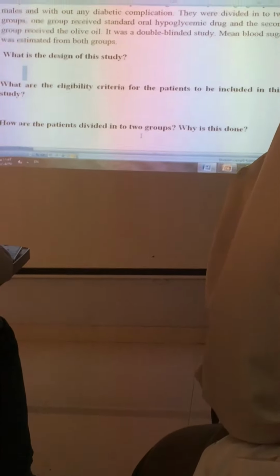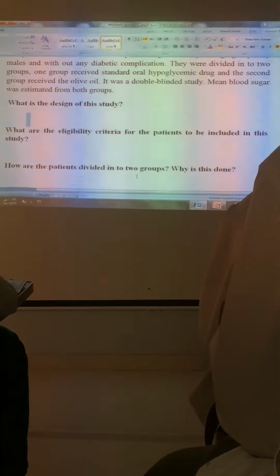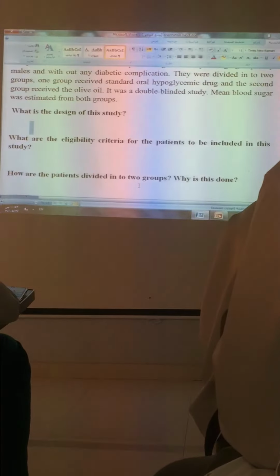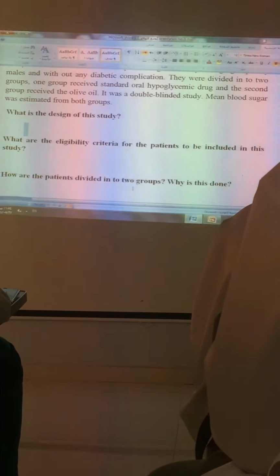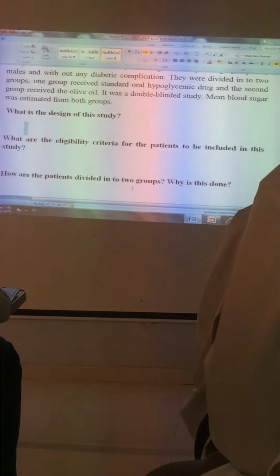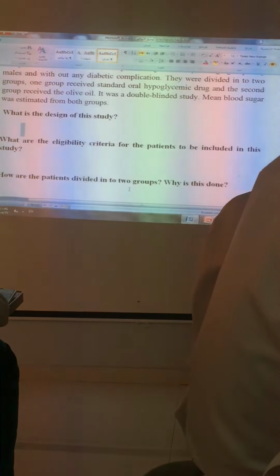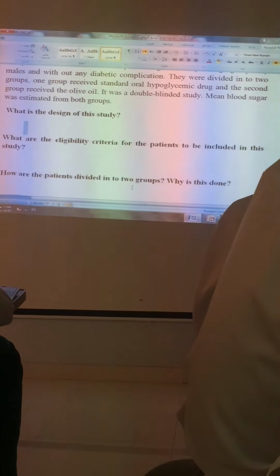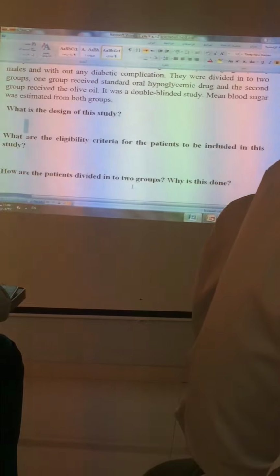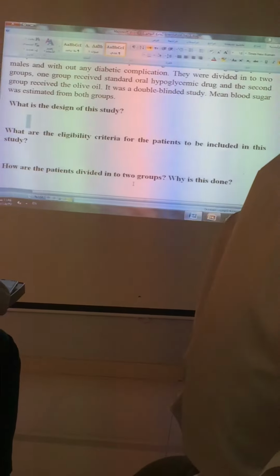How are the patients divided into two groups? By a process called randomization. Why is this done? To prevent the bias. To prevent the bias only on unknown factors. Matching is done on known factors, like age and gender. But here we don't know, there may be other factors. That's why we randomly allocate here and there. So it's done on unknown factors, not on known factors, to prevent the bias.